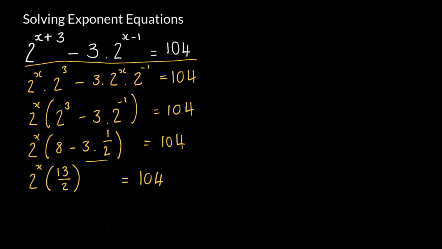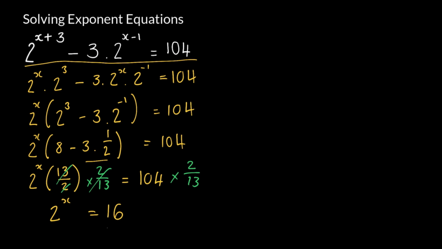Now, I'm trying to isolate 2 to the power x because that's the answer I want. So, in order to get rid of 13 over 2, I'm going to multiply the side by 2 over 13. What we do on the left, we do on the right as well. That's going to cancel, and then I'm going to have 104 multiplied by 2 over 13. Do some quick math. You're going to find that's equal to 16. That's going to be 2 to the power x is equal to 16. And now we're getting somewhere.